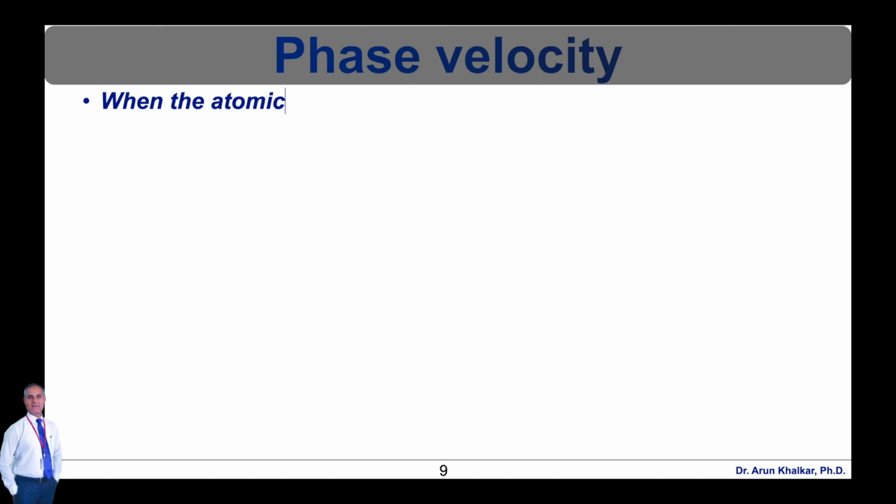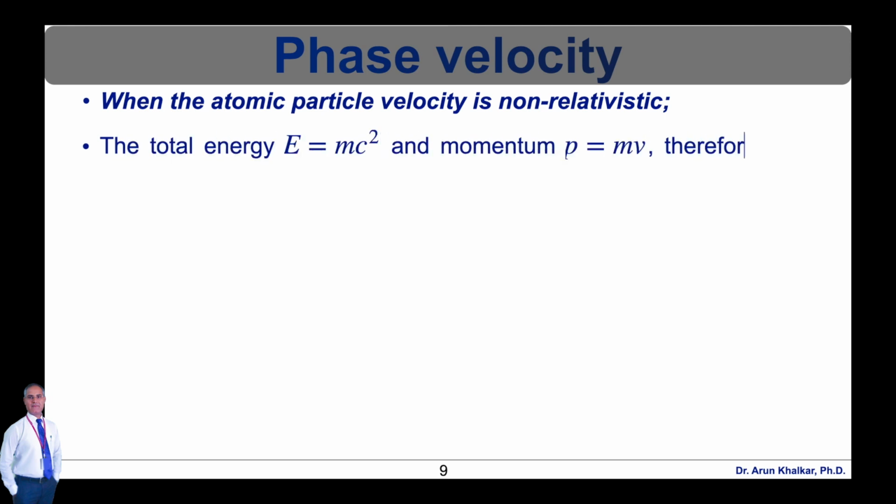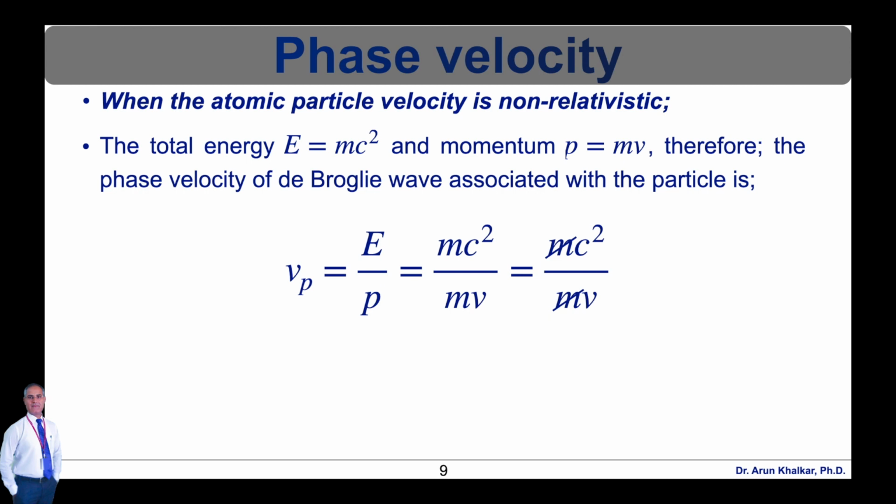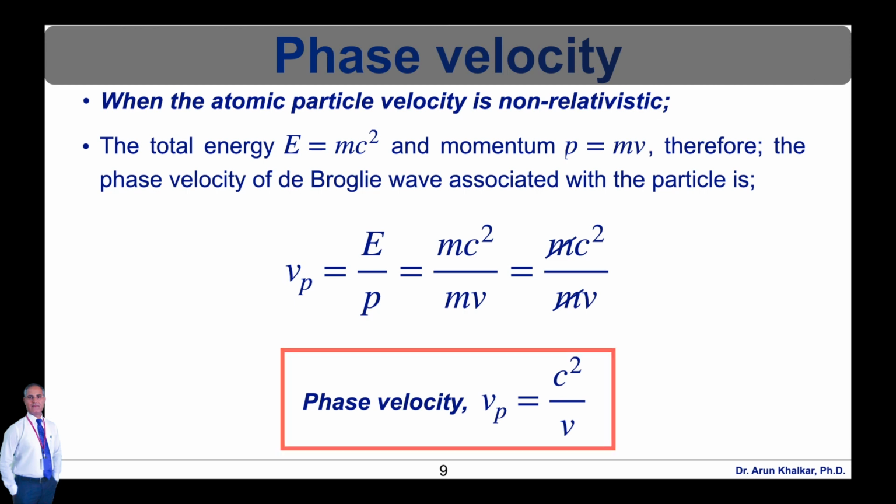When the atomic particle velocity is non-relativistic, the total energy E is equal to mc square and momentum p is equal to mv. Therefore, the phase velocity of the de Broglie wave associated with the particle can be written as vp is equal to capital E upon small p, that is equal to mc square upon mv. By simplifying this equation, we can write phase velocity vp is equal to c square upon v. In this equation, vp is the phase velocity, c is the speed of light and small v is the velocity of the particle.